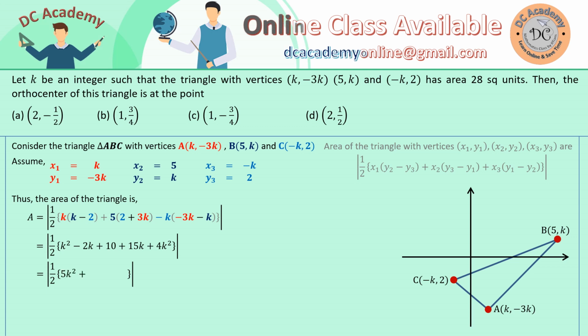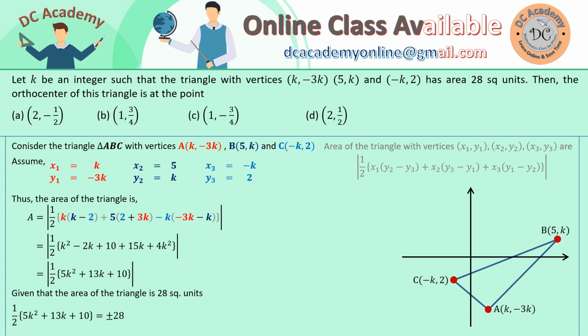Now what is given here? In this particular problem the area is 28, so this modulus value will be equal to plus minus 28. Why do we consider plus minus 28? Because if the modulus sign is opened, the value of the expression will be plus 28 or minus 28; in both cases it will be the same area, because the area formula has the modulus sign. So in case 1, we first consider the plus sign. We multiply both sides by 2, so 5k square plus 13k plus 10 is equal to 56. If we take 56 to the left hand side, we get minus 46.